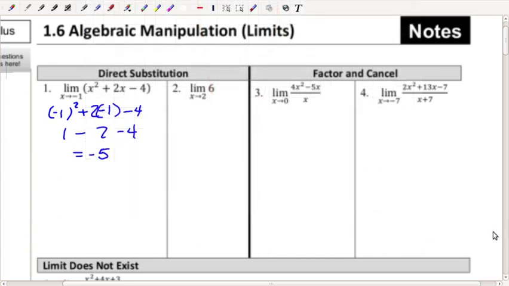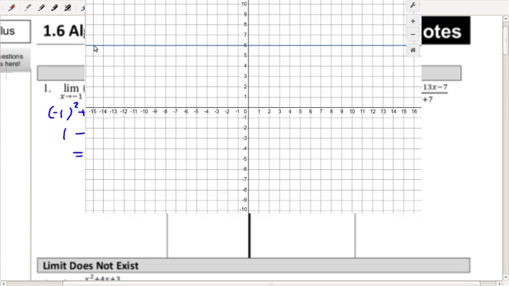Then we take a look at the next one, which is just the limit of 6 as x goes to 2. Remember that this 6 is my y value, so this is basically the equation or the line y equals 6. So if I was going to look at the graph of that, it's just a straight line right across the middle of my graph at a y value of 6.